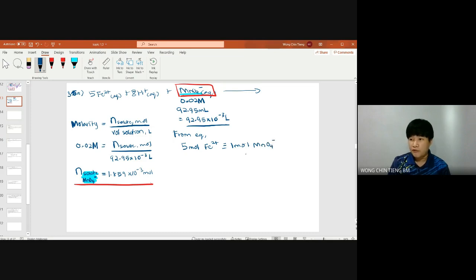Number of mole MnO4 minus given. So you have the given is 1.859 times 10 to the power of negative 3 mole of MnO4. Yang ni kamu ada. Therefore, from here, you need to find the mole of Fe2 plus. Okay. Yang tak buat lagi ataupun yang ada salah, sila kira balik. Yang betul, you can check. I'll give you the marks straight away later.